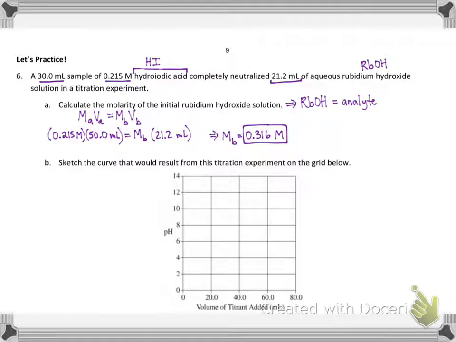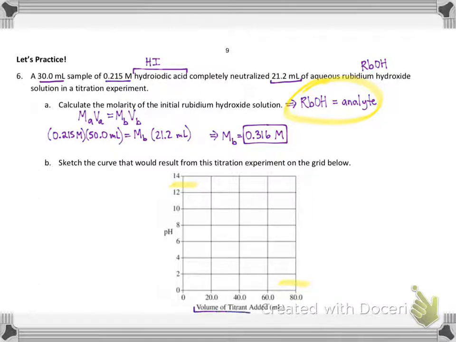Okay, the second part says to sketch this. Well, remember that your analyte is a base, so that means you gotta start basic. How basic? I don't know. Pretty basic. And then you're adding a strong acid, so you're gonna end acidic. I don't know, how acidic? Pick something. I tend to go high and low. And then the pH at the equivalence point, of course, has to be 7.